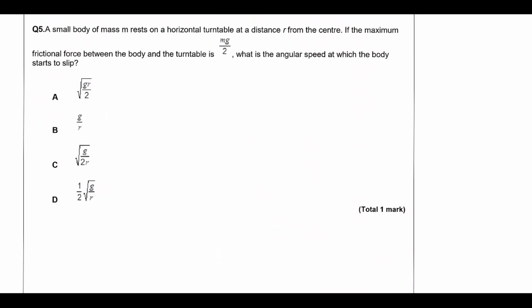Okay, a small body of mass m rests on a horizontal turntable at a distance r from the centre. If the maximum frictional force between the body and turntable is mg/2, what is the angular speed at which the body starts to slip? So we've got a turntable, this is the centre here, and we've got an object on it, which we're trying to get to go essentially in circular motion.